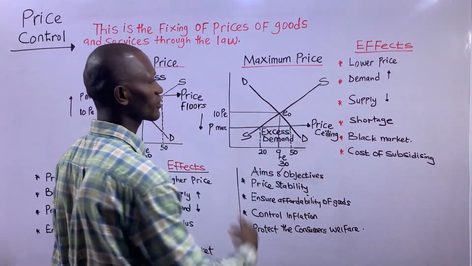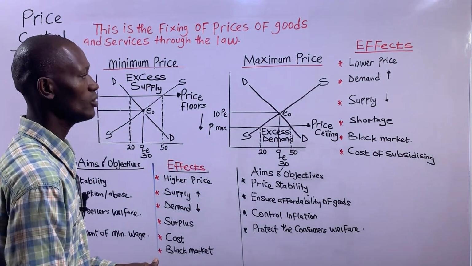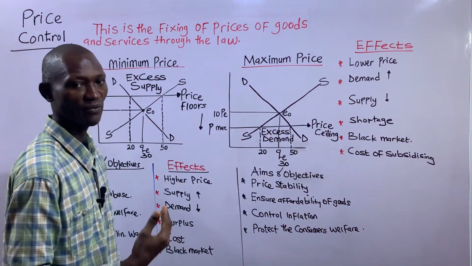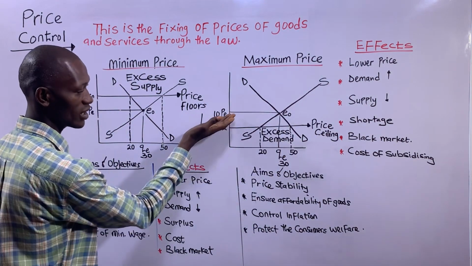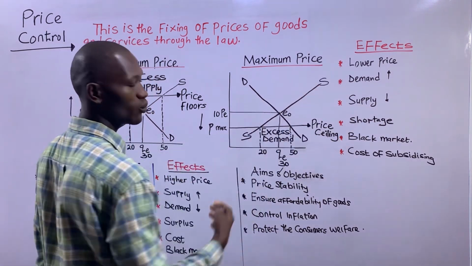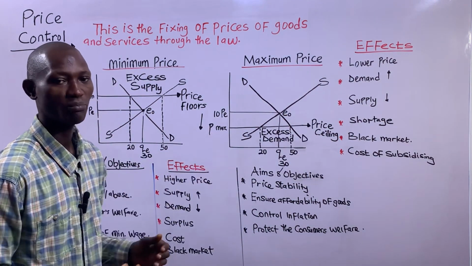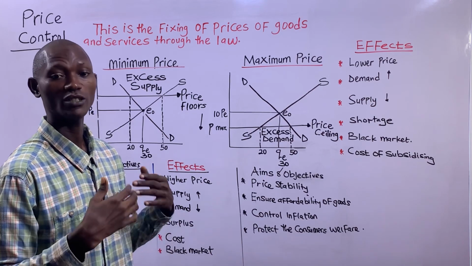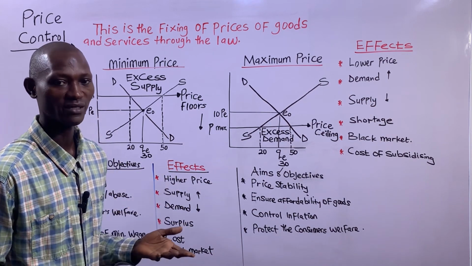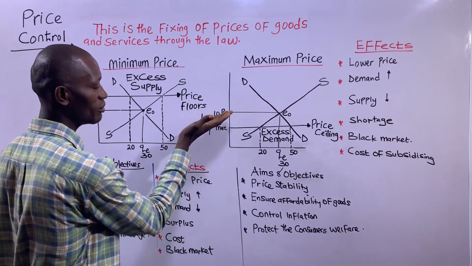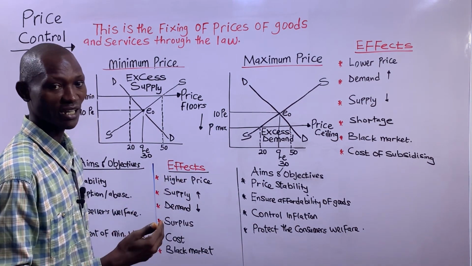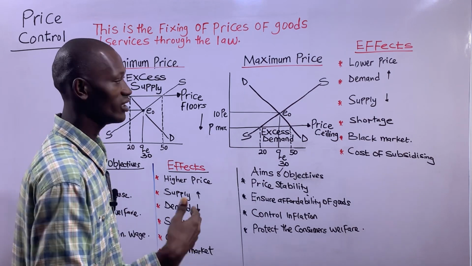Then you have the effects of maximum price legislation. So number one, prices are very low. That's a lower price. You can see below the equilibrium, that's Pmax. Then demand will increase. Don't forget, a lower price. Consumers are a big fan of lower price. That means they are price sensitive, basically. So when prices are very low, demand will increase. And when prices are very low, supply will decrease.